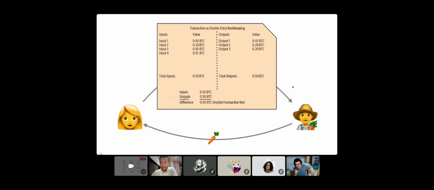I have a question. Oh, sure. Can you send stuff to yourself? Oh, yes. And this is an important aspect of the protocol, and you will see why in a few seconds.